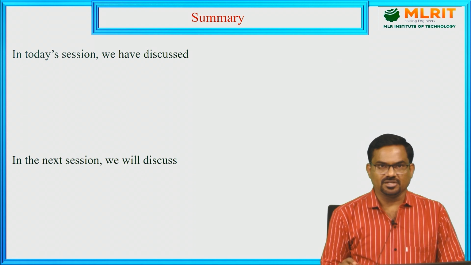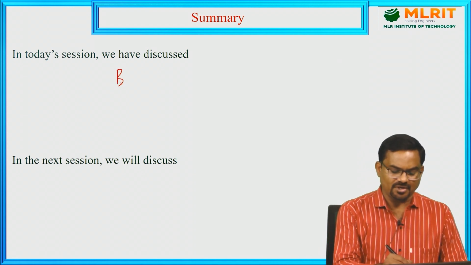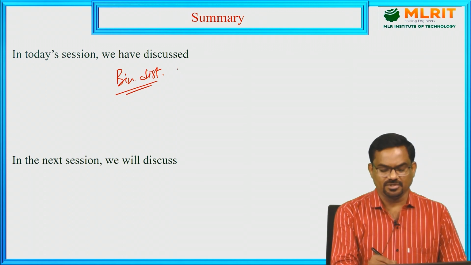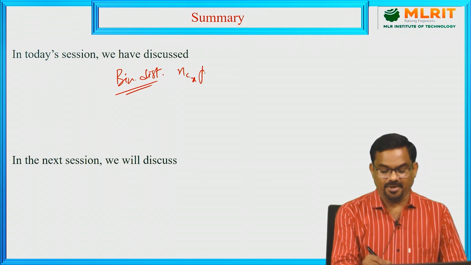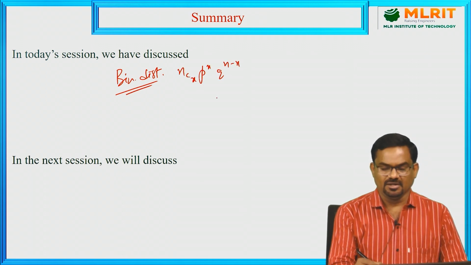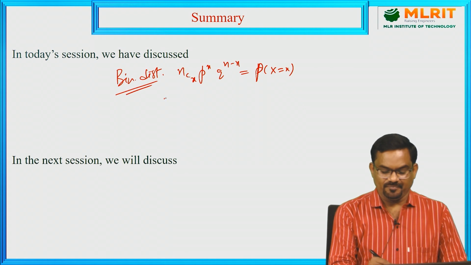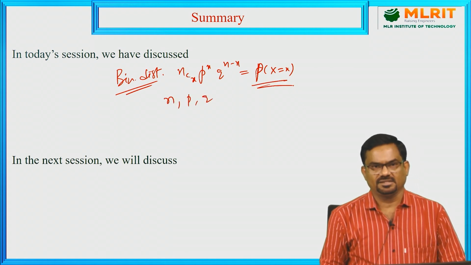In today's session, we have discussed some problems on binomial distribution. Using the binomial distribution formula nCx p power x q power n minus x, we can find the probability of x successes. So using the given data n, p, q, we can find this probability of x successes.